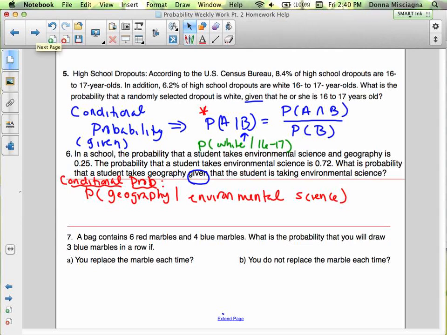A bag contains 6 red marbles and 4 blue marbles. What's the probability you will draw 3 marbles in a row? If you replace the marbles each time, you do not replace the marbles each time. All right? Replace. Sample set doesn't change. Do not replace. Sample set changes. All right? And picking 3 marbles means 3 events.